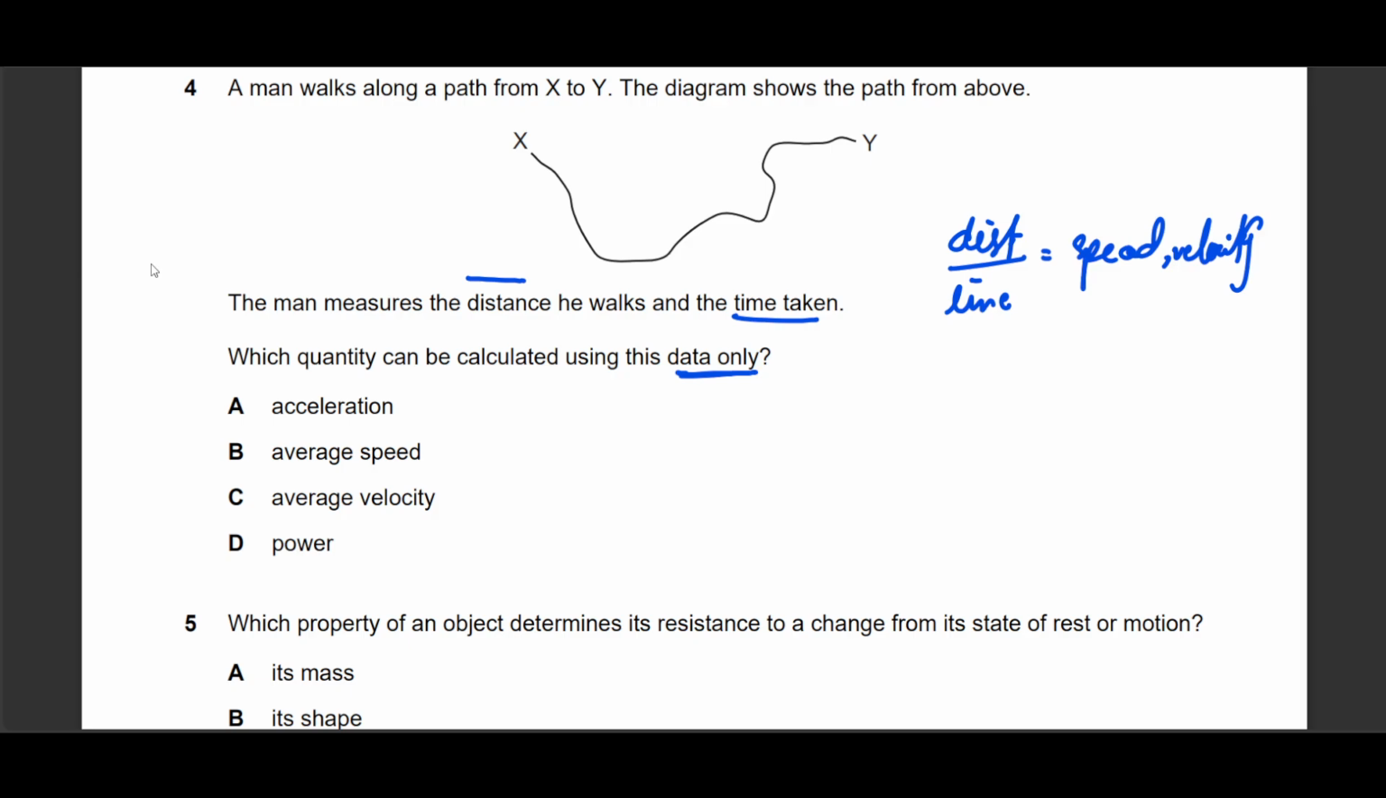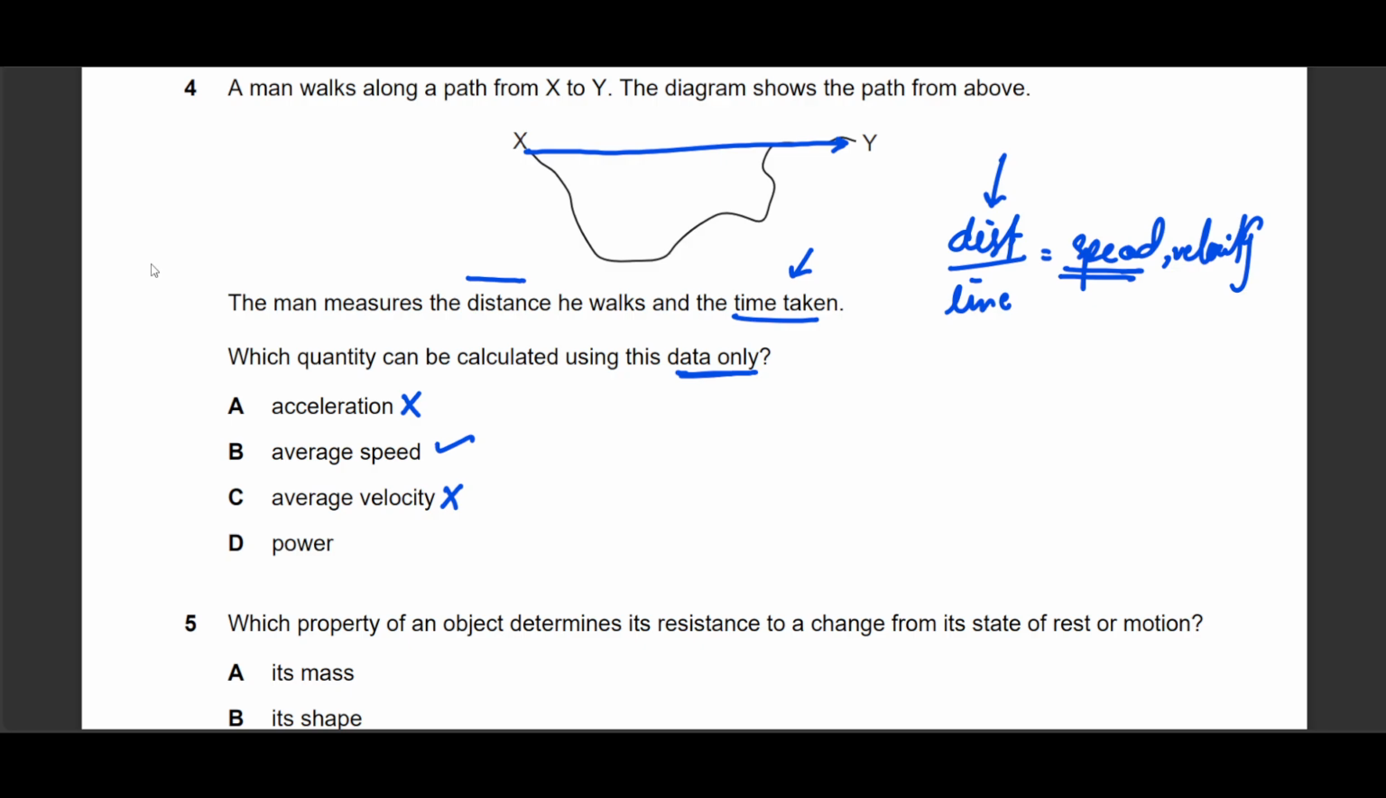So can we calculate acceleration? No. Acceleration involves a change of speed. We don't know what the speeds were at different intervals of time. Then average speed. Yes, this looks like a plausible answer, but let's move on to the next one. Average velocity. We could have done this if it had been in a single direction because velocity requires displacement. Since it's not, the direction is changing again and again. This implies that this is about distance. Since it's about distance and we have the time taken, it can only be about speed.